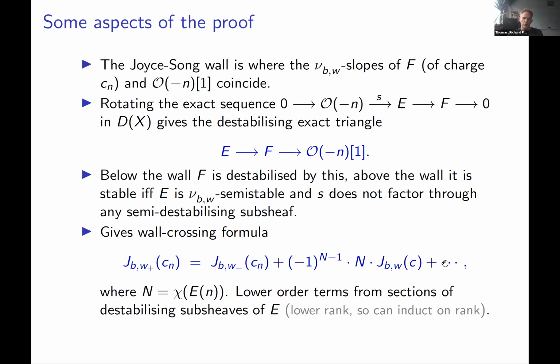And then there are lower order terms. Finally, we start to see the dot, dot, dot, because this approximation here assumes that the E's and the F's are always stable, and they might not be. In particular, if your section factors through a destabilizing subsheaf, then you shouldn't count it. So you have to subtract off terms. So you get some kind of inclusion-exclusion sum where you have to put in more and more terms, but they all come from the wall crossing, from more and more complicated destabilizing filtrations of F.